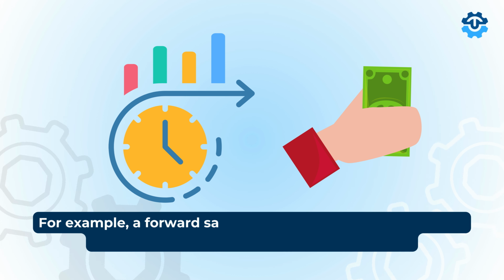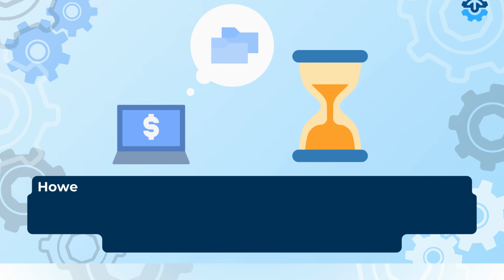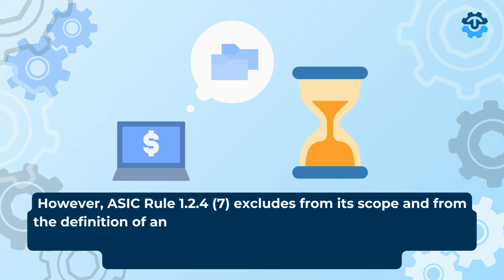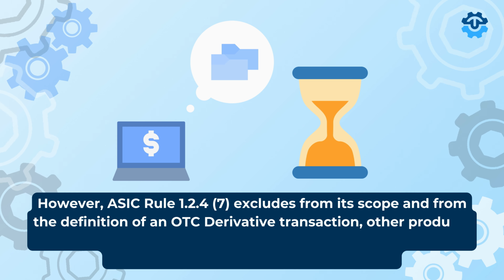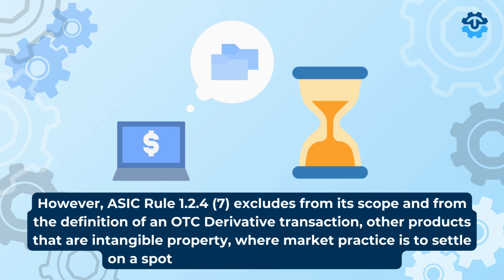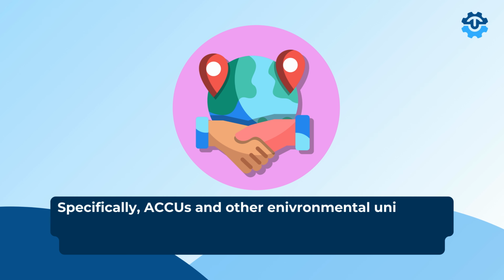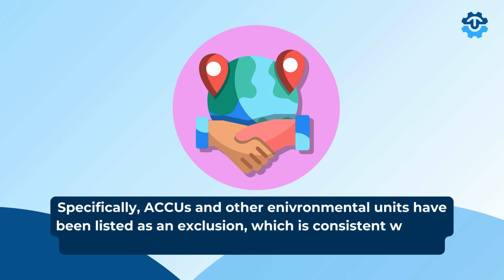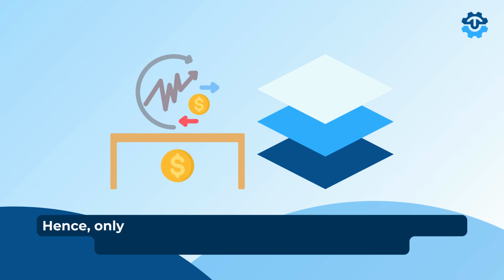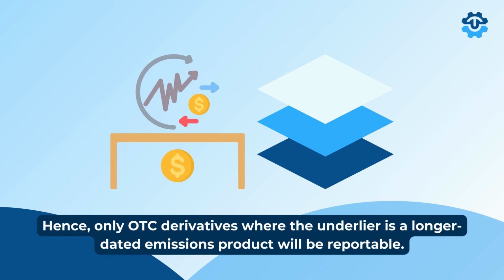For example, a forward sale of an ACCU for future settlement and an option to buy an ACCU are derivatives. However, ASIC Rule 1.2.4.7 excludes from its scope and from the definition of an OTC derivative transaction other products that are intangible property, where market practice is to settle on a spot basis, for example, T+2 or T+3. Specifically, ACCUs and other environmental units have been listed as an exclusion, which is consistent with the jurisdictional approaches of other regulators globally. Hence, only OTC derivatives where the underlier is a longer-dated emissions product will be reportable.